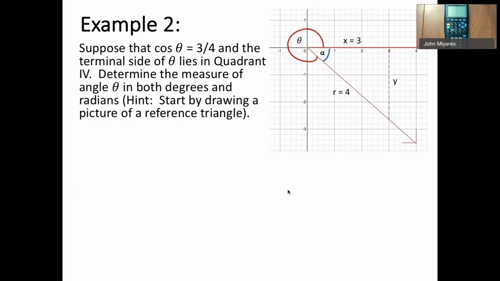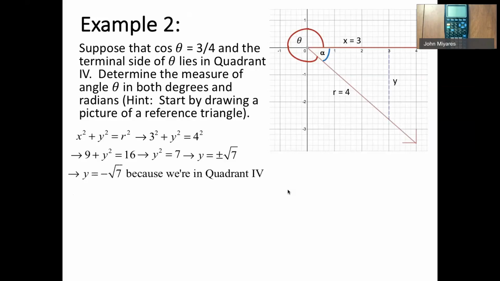All right, let's apply the Pythagorean theorem and try to evaluate the length of side y. Substituting in what we know, we've got 3 squared plus y squared equals 4 squared, which becomes 9 plus y squared equals 16, or y squared equals 7. Taking the square root of both sides will give you y equals plus or minus the square root of 7. And we're going to make that value negative because we know the terminal side of the angle lies in quadrant 4, and the y values for any point in quadrant 4 are always negative.